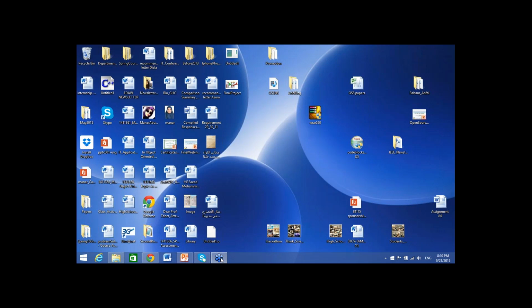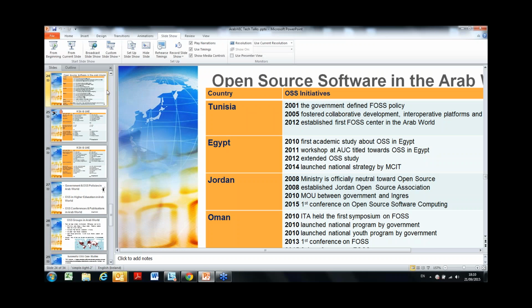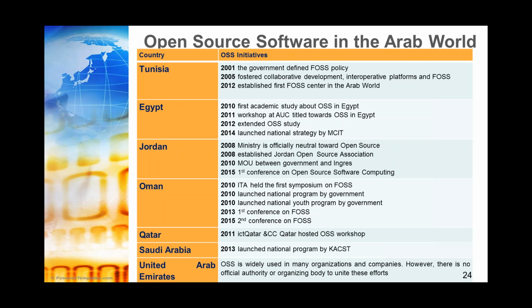In Qatar, they are doing fewer efforts, but still they are trying to raise awareness about open source. In Saudi Arabia, they already launched a national program in 2013. We tried to do a similar study to the one done in Saudi Arabia, and I will be sharing the results in the next slide. Next slide.